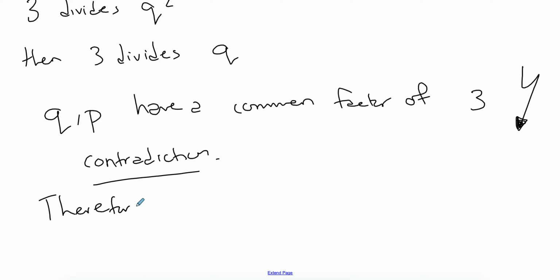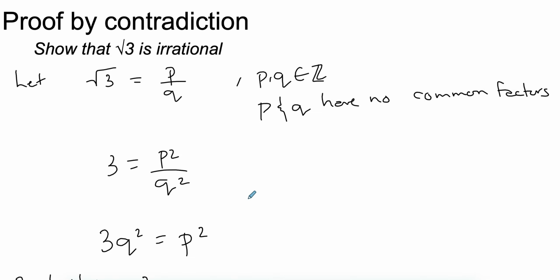Therefore, the square root of 3 is an irrational number, because we've assumed that q and p have no common factors. Again, as I mentioned, because if they did, they're going to be integers and it's going to simplify out. So then we can no longer, it would still be a rational number, but then it doesn't make sense.